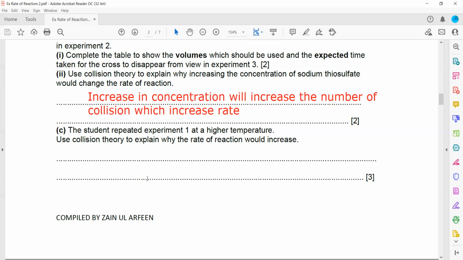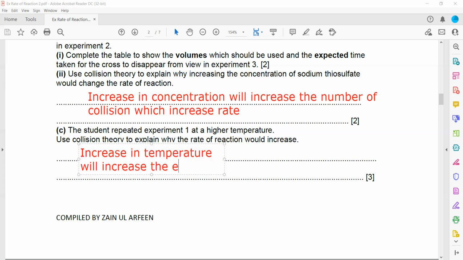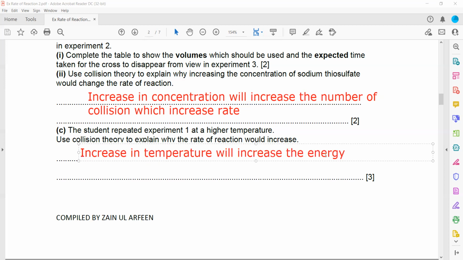And it's 3 marks. So how will you get the 3 marks? Number one, you will mention that an increase in temperature will increase the energy of the particles. That's one thing. And the number of collisions will increase.